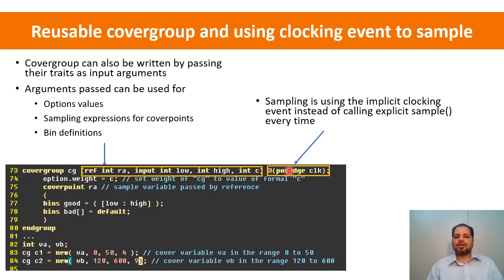Typically when you are doing black box coverage for the transactions, you tend to use explicit sampling, the cg.sample method that we saw. If you are using it for white box type of coverage, white box meaning something related to microarchitecture, something related to an interface where it's already driven by some timing events, then you can use the implicit sampling event for the implementation of those cover groups.